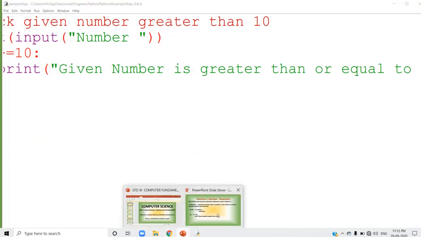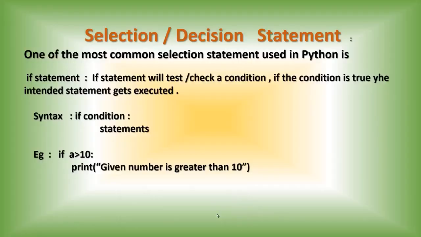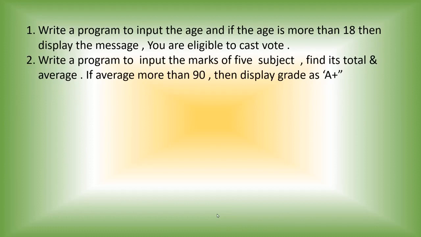Now, see that in our presentation, the next thing is a program question. Write a program to input the age, and if age is more than 18, then display the message, you are eligible to cast vote.